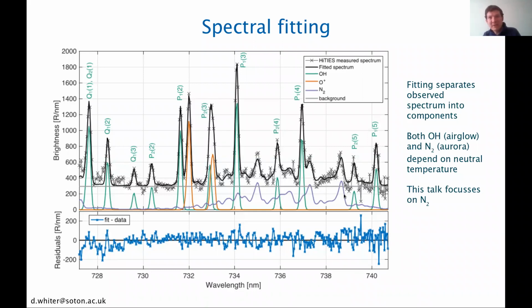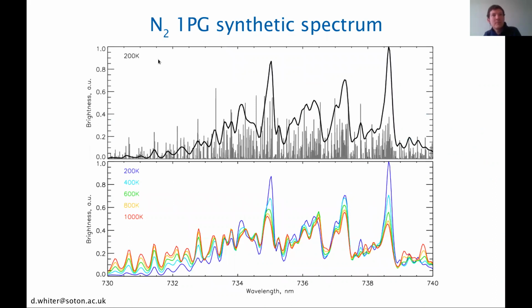Okay, so let's just have a look at that N2 spectrum in a bit more detail. We can model it, create synthetic spectra, and it depends on temperature. So the top panel here is a synthetic spectrum for a temperature of 200 Kelvin. So that's the N2 neutral temperature. It's actually a rotational temperature, but it should be the same as the neutral temperature in the E region. Okay, and there's many different spikes here, and these are all the emission lines associated with different rotational and vibrational energy levels within the N2 molecule.